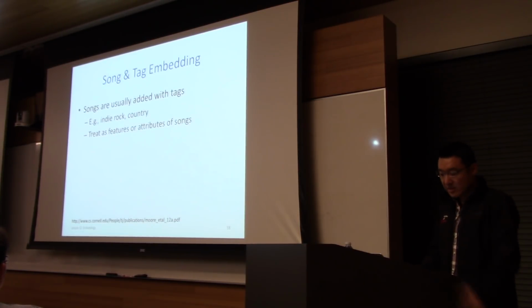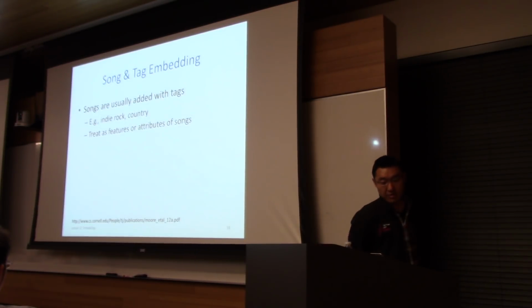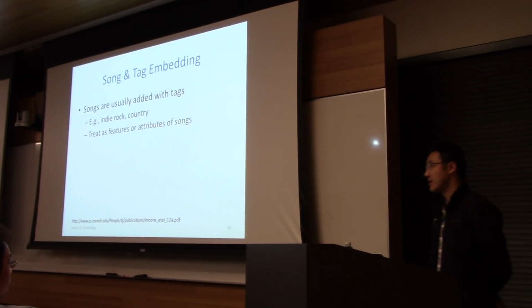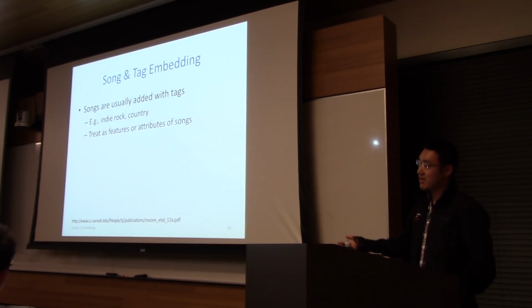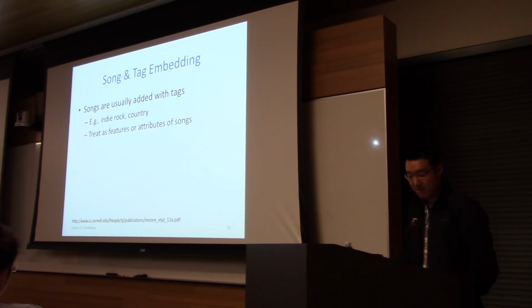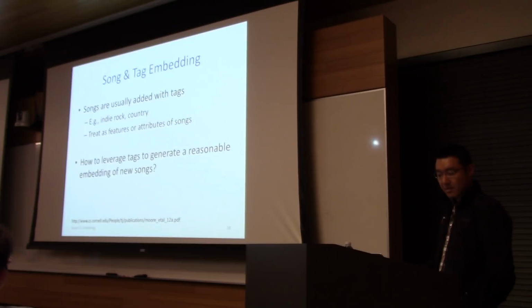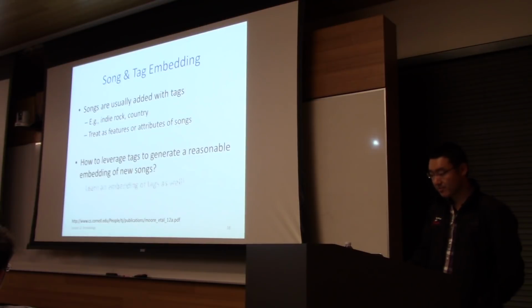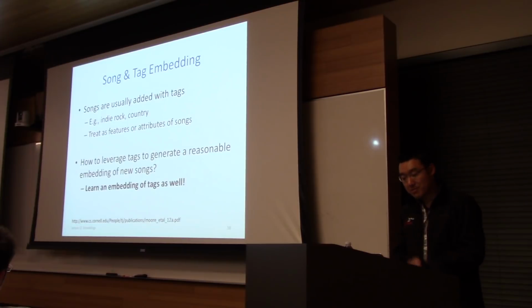Right. And so one approach that the authors of this paper took is they decided to learn a joint embedding over both songs and tags. So when a song gets added to the data set, typically associated with it are a number of tags: country, heavy metal, etc. Right? And we could treat these as attributes or features of these songs, right? And so one question then is, okay, how do we leverage these tags to generate reasonable embeddings of new songs? So the goal then is to learn an embedding over the tags as well.